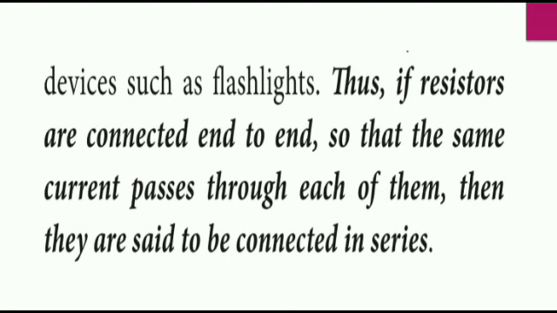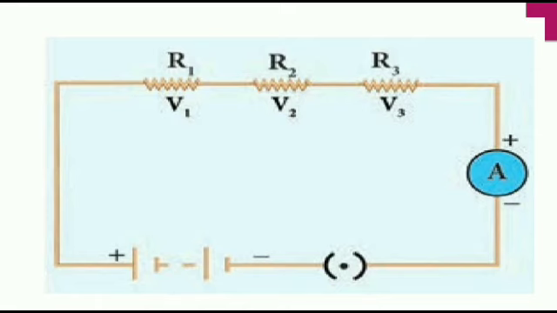See, all the resistors are connected end to end so that the same current passes through each of them. So they are said to be connected in series. One end of a resistor is connected to the other end of the next resistor, so it is connected in series. Which connection is this? Yes, series connection. Which connection, students? Series connection, right? Okay. See, this is the series connection circuit.